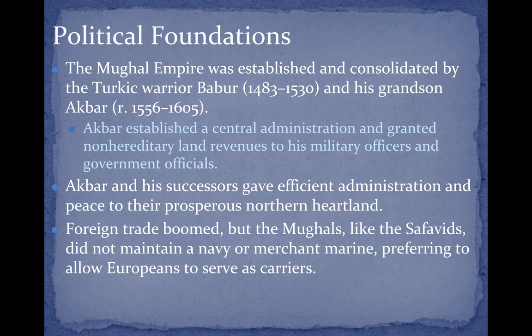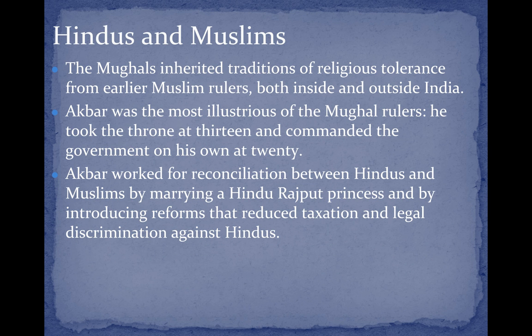Akbar was an incredibly tolerant ruler of other religions. And part of why that is, Mughal India had a majority Hindu population. The Mughals inherited traditions of religious tolerance from earlier Muslim rulers, both inside and outside of India. Much like the Ottomans, incredibly tolerant. And one of the problems that they had to face was that they themselves are Muslim rulers, their subjects are Hindu. And Indians were used to focusing on their own caste group and thus viewed the Mughals as another caste with their own interests.